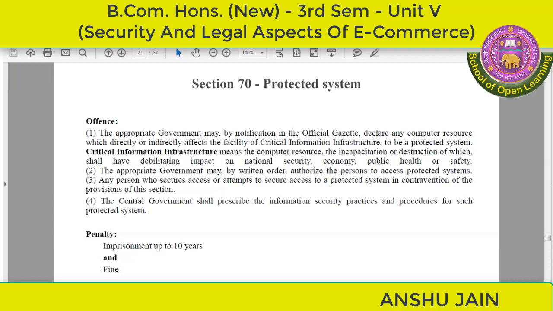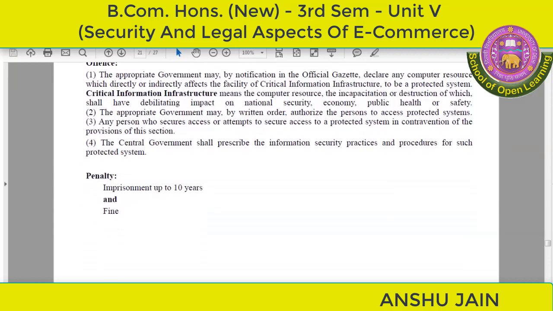तो अगर गवर्नमेंट ने अपने गजट में, ऑफिशियल गजट में अनाउंस किया हुआ है, नोटिफाई किया हुआ है, और अगर आप कोई भी क्रिटिकल इंफॉर्मेशन इंफ्रास्ट्रक्चर का हिस्सा हो, आप किसी भी तरीके की नेशनल सिक्योरिटी, इकोनॉमी, पब्लिक हेल्थ या सेफ्टी से रिलेटेड के उल्टा अगर कोई काम कर रहे हो, उनके अगेंस्ट में अगर आप कोई काम कर रहे हो, and if you are having some kind of unauthorized access, if you are trying to have unauthorized access, then the fine along with the penalty of imprisonment up to 10 years will be there.